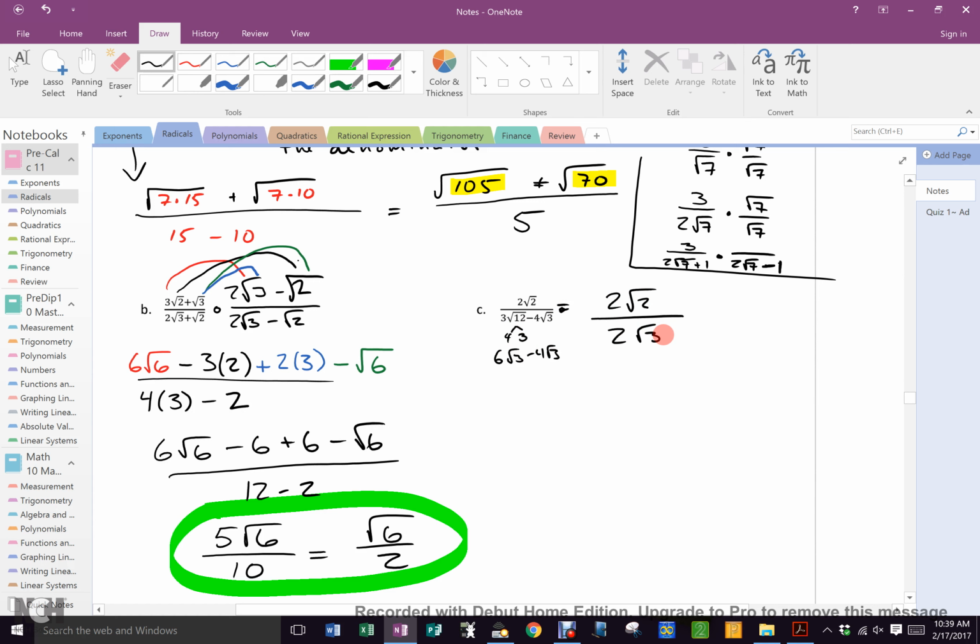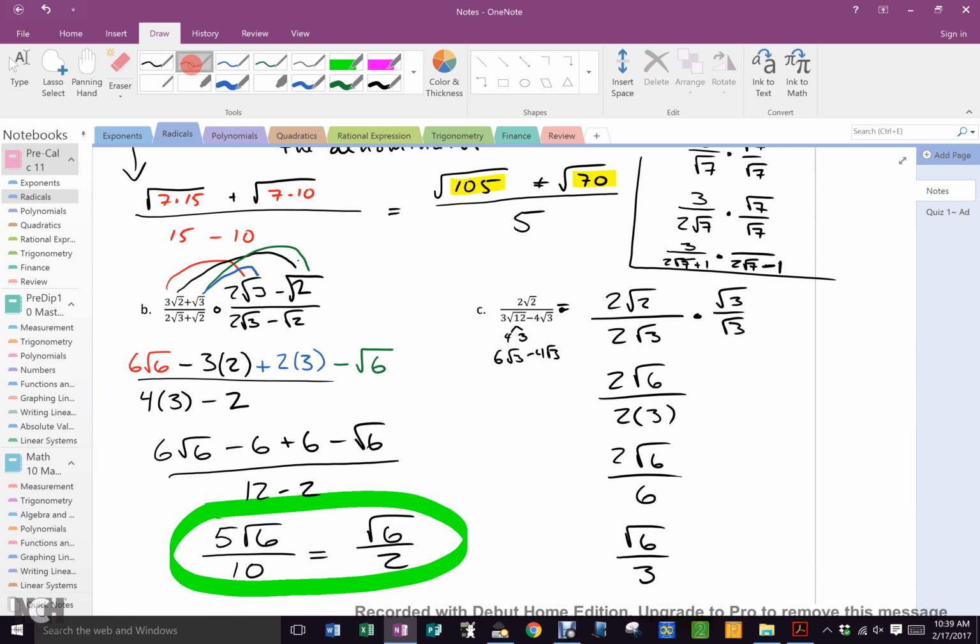Now, in this case, because this is a monomial, I need only multiply by root 3 because it's a monomial. So then I get 2 root 6 over 2 times 3, which is 2 root 6 over 6, which is root 6 over 3. Everybody cool? And I'm going to leave it like that for a second to let you look at it.